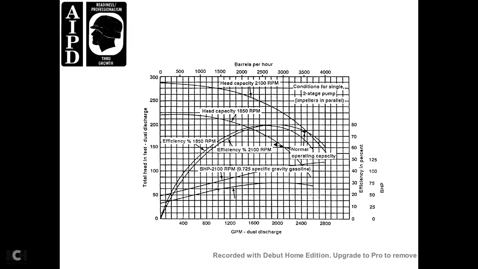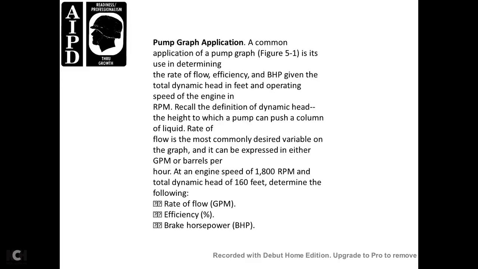This shows the general flow in gallons per minute, or barrels per hour, the total head in feet of the discharge, and the efficiency percent. Pump graph application. A common application of the pump graph is to determine the rate of flow, efficiency, and brake horsepower given the total dynamic head in feet and the operating speed of the engine, the RPM.